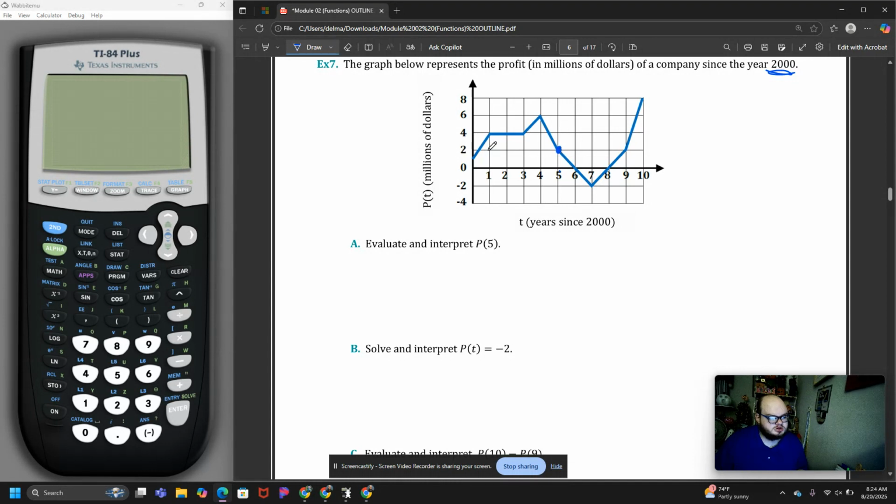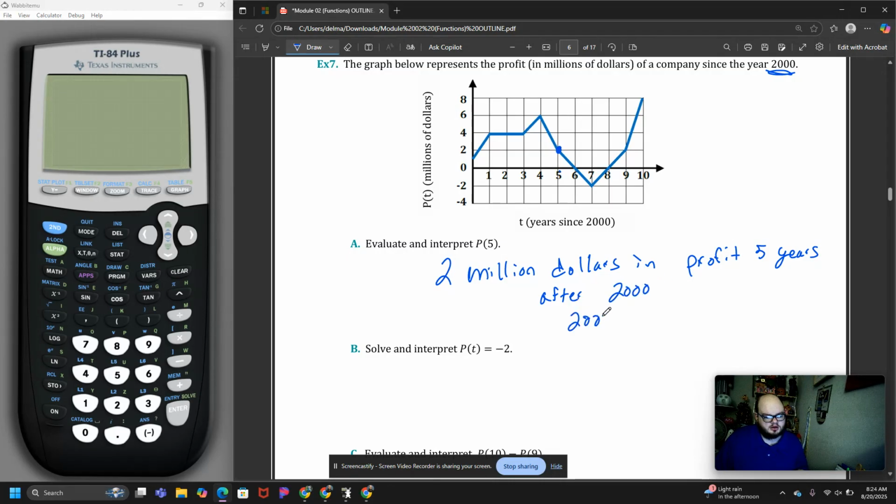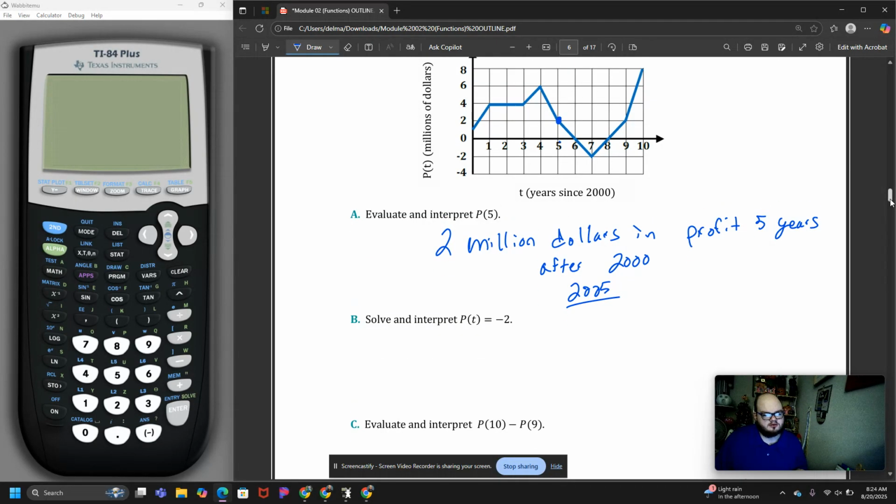That's what? $2 million? $2 million in profit. 5 years after 2000, or what could we say? That was what? In the year 2005. Because 5 years after 2000 is 2005. Okay.